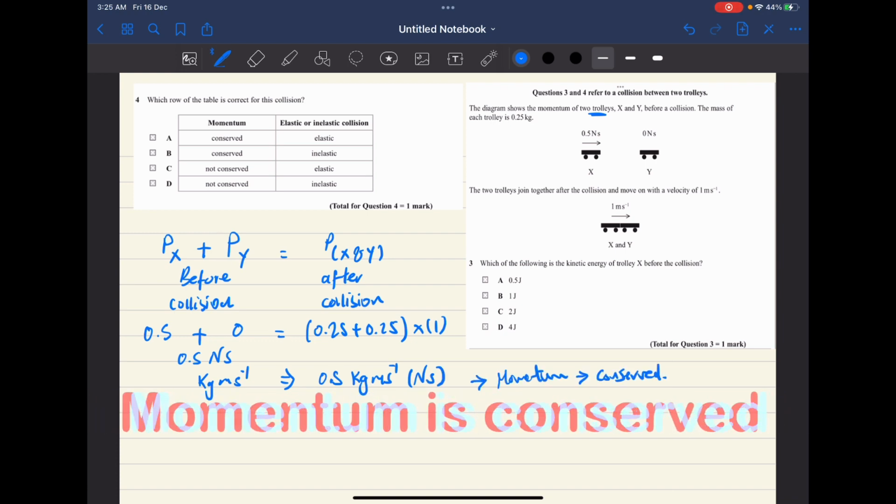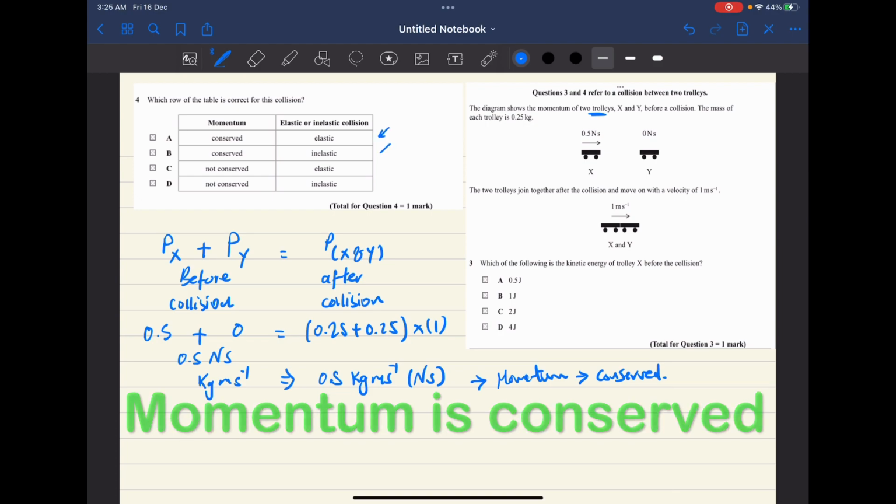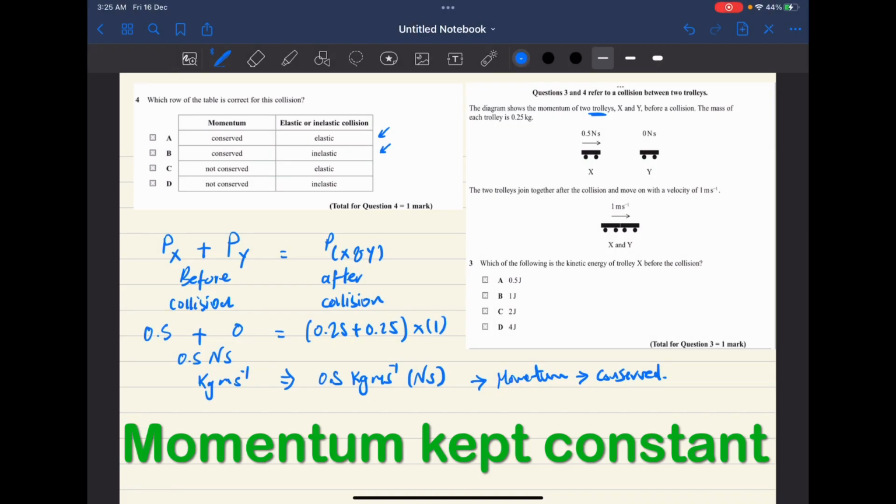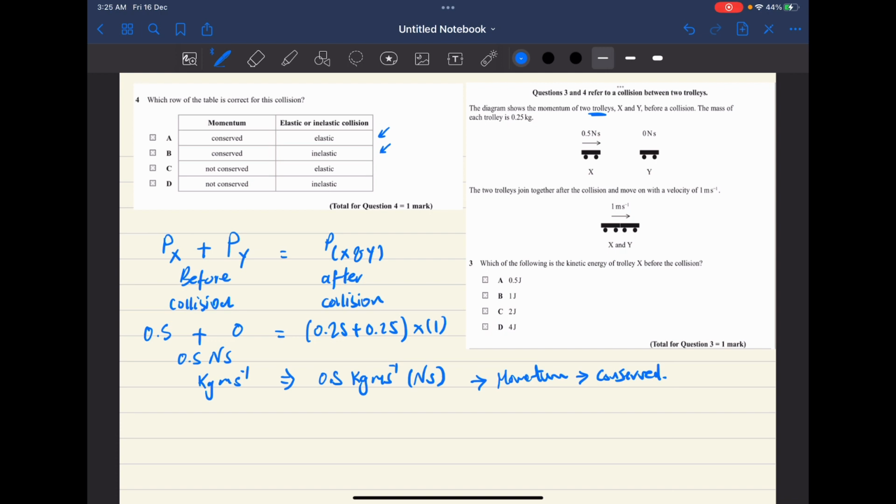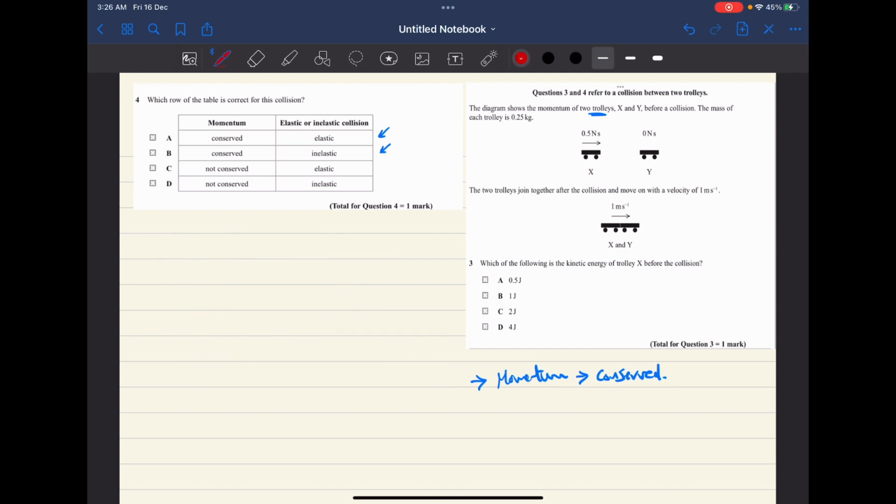We have two choices, A and B. For the type of collision, I should calculate the kinetic energy before the collision and after the collision. According to the conservation law of energy, the total energy before the collision should be equal to the total energy after the collision, but I'm calculating the kinetic energy only.